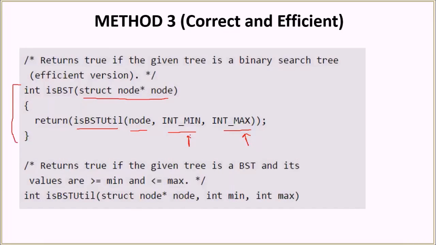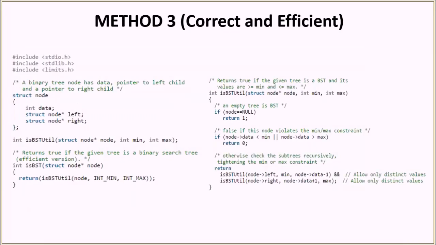So let's see. This is the code here. Let's first concentrate on the isBST function. It gets the node here, the root node. It calls isBSTUtil with the node, int min and int max. Now this is the whole crux of the algorithm here.